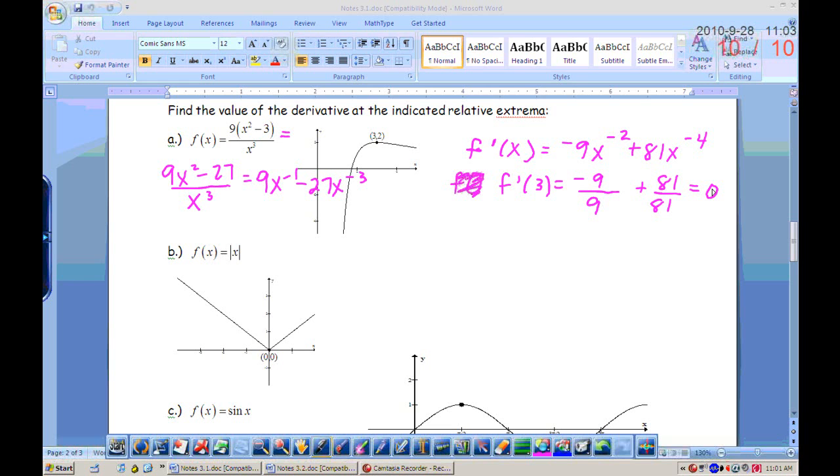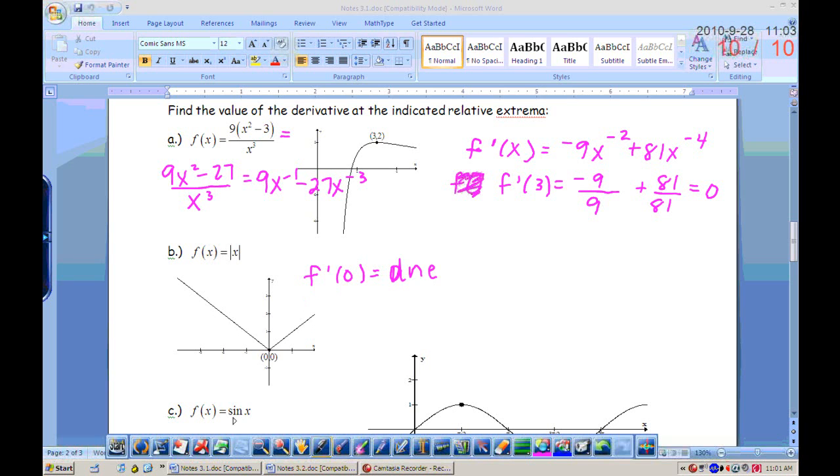All right, on part B, f of x equals the absolute value of x. What would f prime of 0 be? It doesn't exist, or it's undefined. Right, does not exist. Why does it not exist? It's a cusp. The derivative coming in from the left side is negative 1, and from the right side is positive 1, so at that cusp, we don't have a specific derivative.